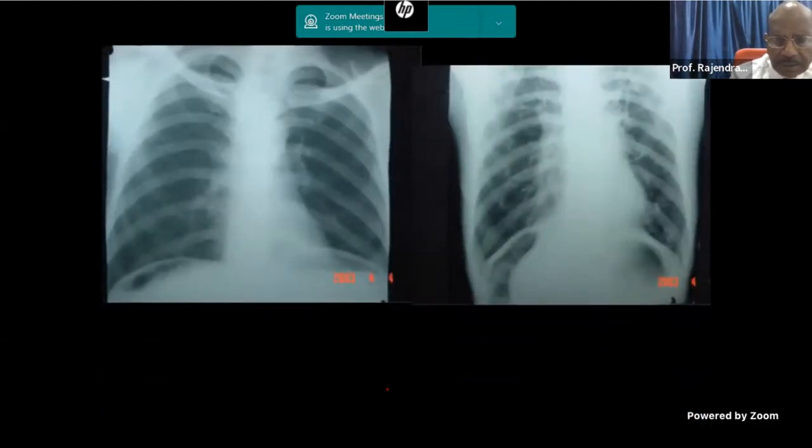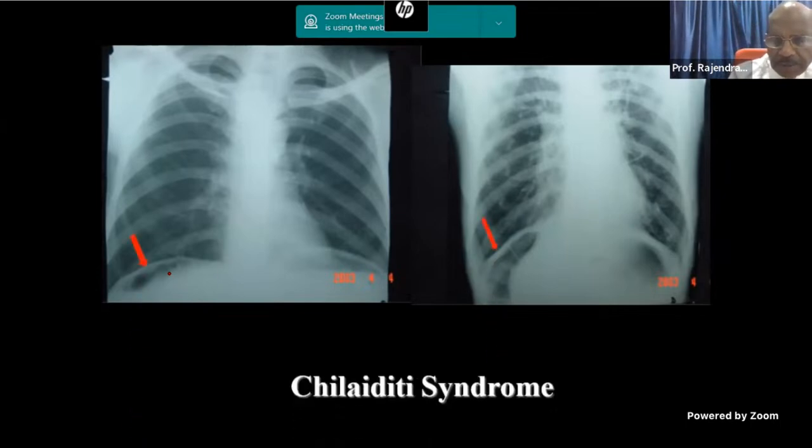And then this is an example of gas below the right dome of the diaphragm. Gas below the right dome of the diaphragm is a very notorious thing, but sometimes in Chilaiditi syndrome this may happen. It has no symptom.